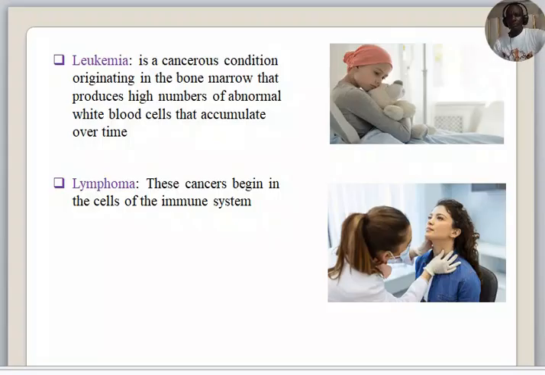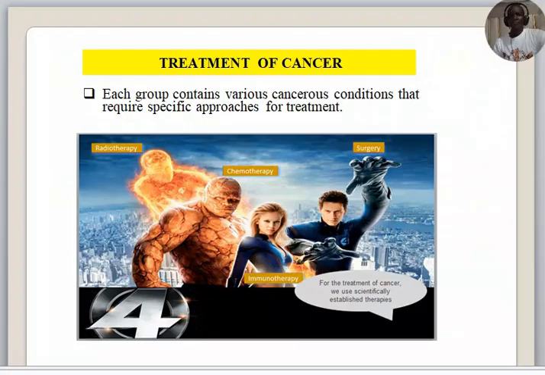There are also some forms of treatment of cancer, depending on the type of cancer that you're treating. Each group contains various cancer conditions that require specific approaches for treatment. We have radiotherapy, under which we have EBRT and brachytherapy. EBRT is whereby the source of the radiation is normally located outside the patient, while for brachytherapy, we move the source closer to the tumor or into the tumor.